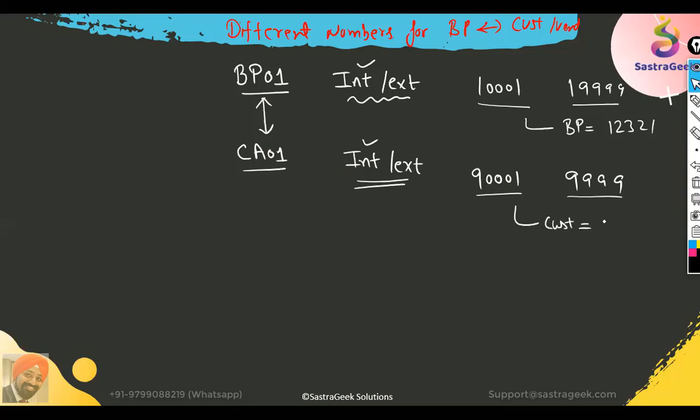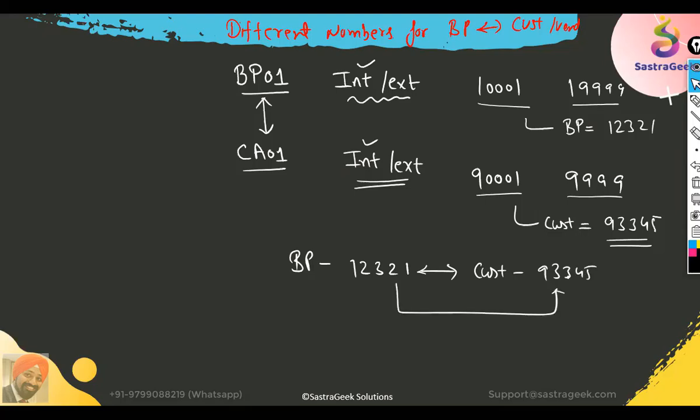Whatever the next number would be available, 93345. That was the next number available. So in this case, your business partner 12321 is linked with the customer which is having the number 93345. Both will be linked through your CVI cust link table. Okay, but both would be having separate numbers. That is a concept where your numbers would be different numbers.